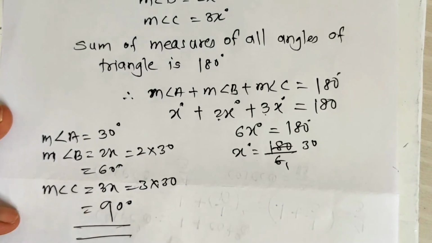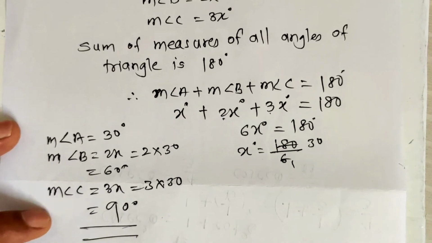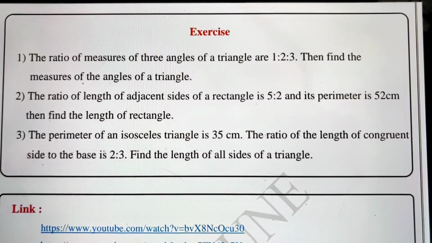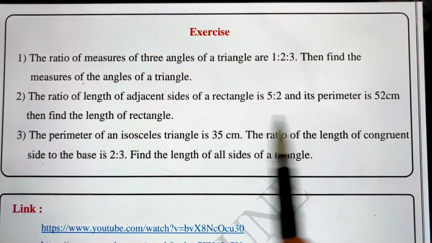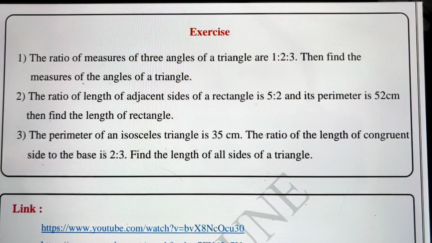So in this way we can find the measures of all angles of a triangle. Similarly you can solve the remaining sums from this exercise. Only three sums are given. I am giving the hints.